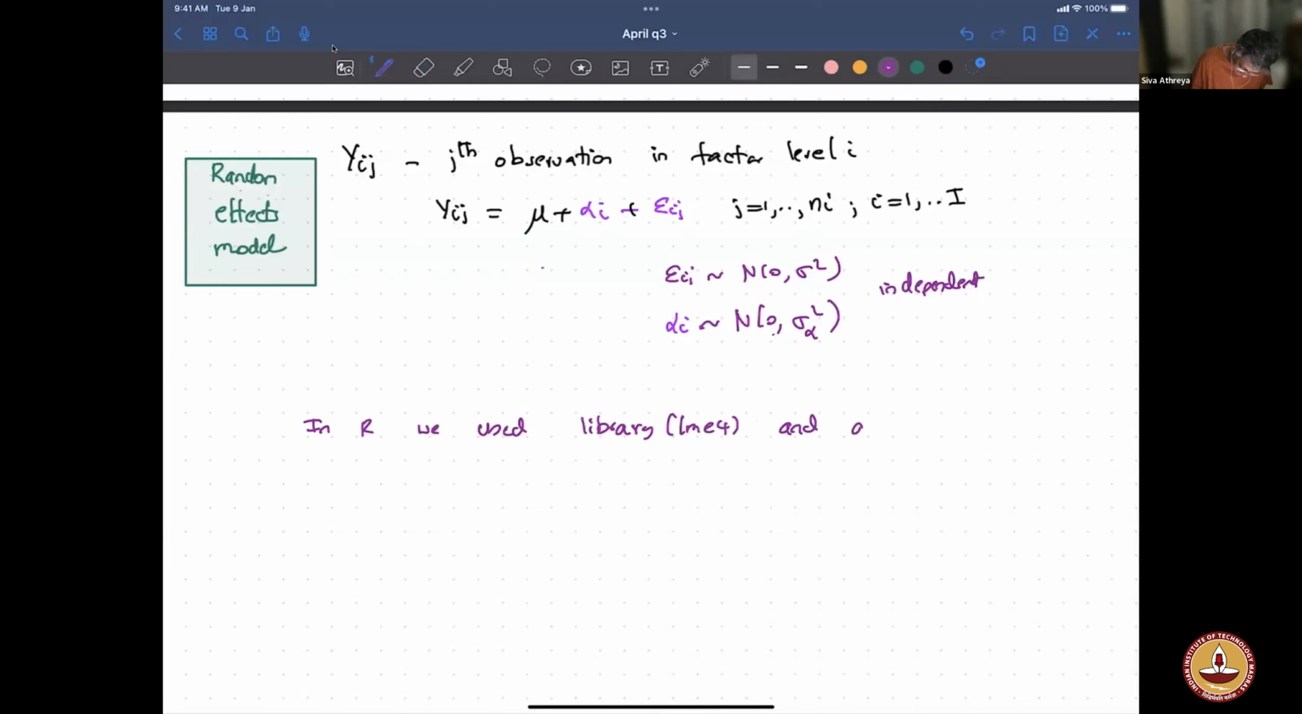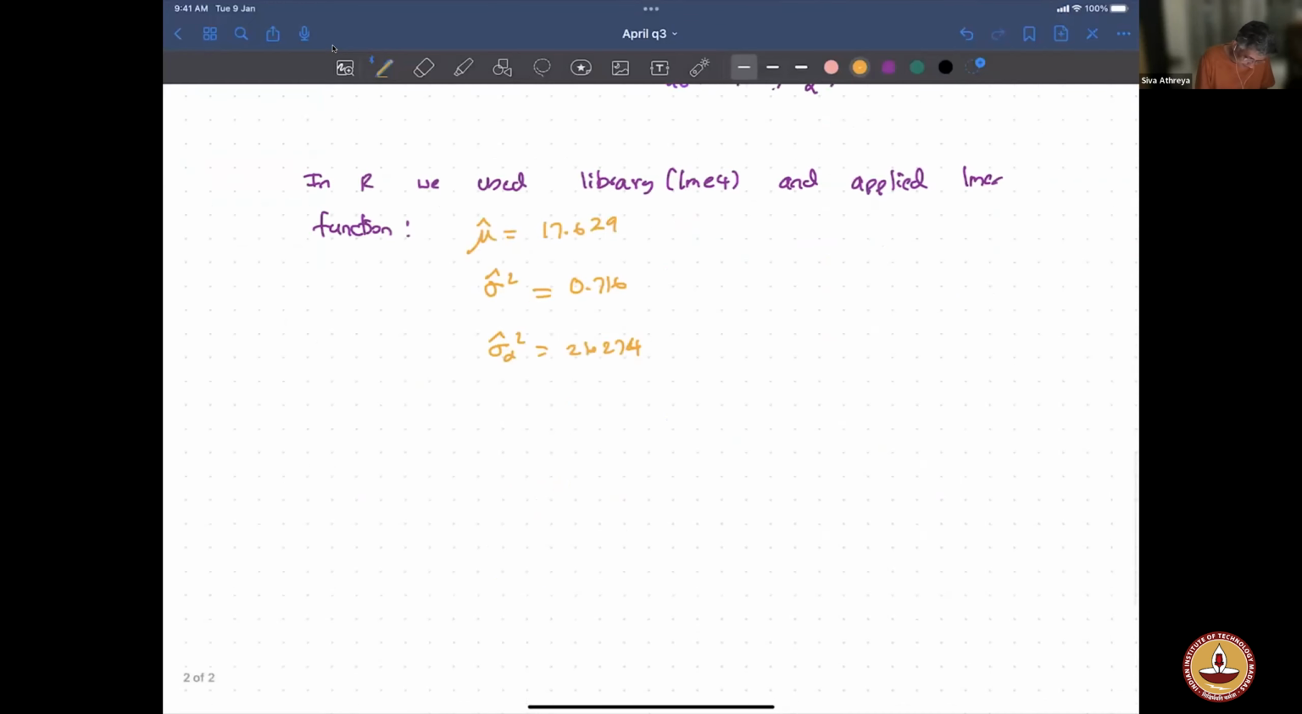And applied the lmer function to understand, to estimate. And we found out various things. We found out that the estimate for mu hat was 17.629. The estimate for sigma hat squared was 0.716. And the estimate for sigma hat alpha squared, we found it to be quite high, 21.274. Very good.